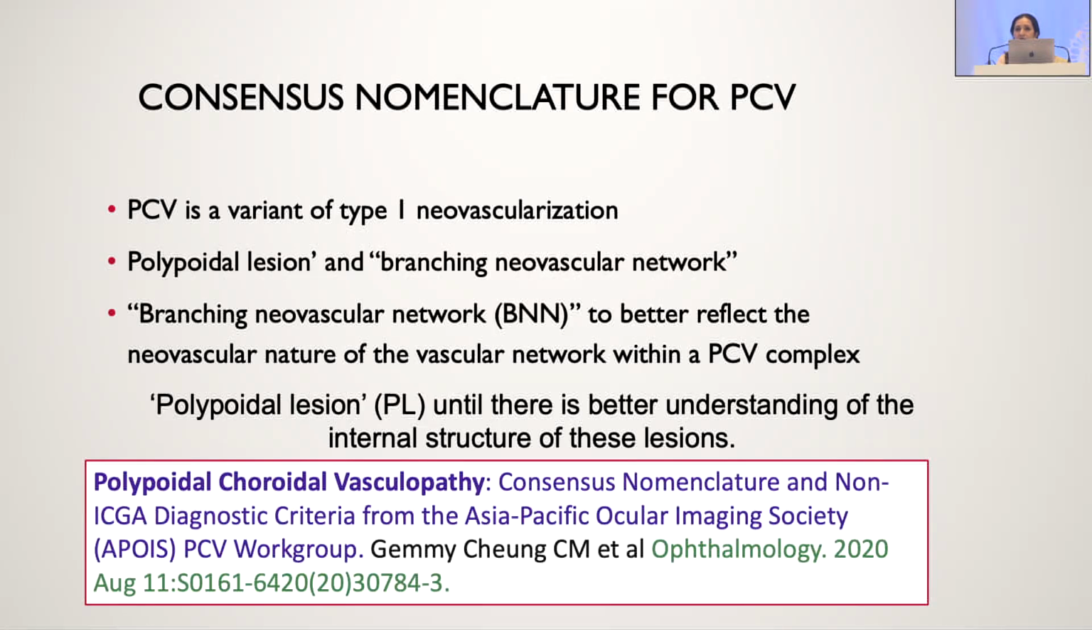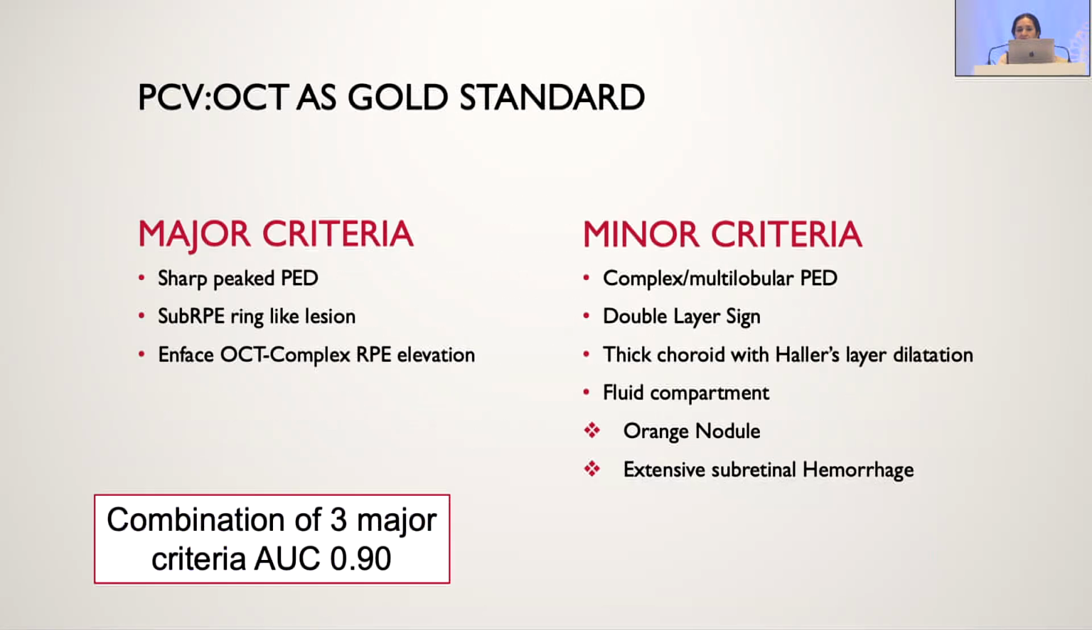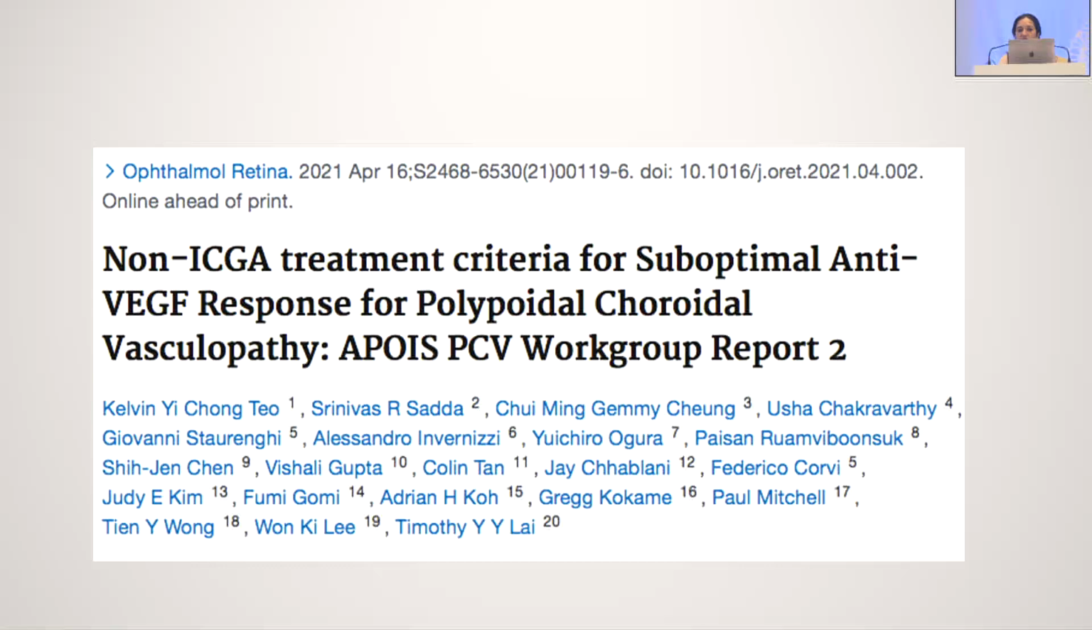So because of the change in nomenclature, we now understand that PCV is type 1 neovascularization, and we call it the polypoidal lesion as well as the BVN, and we don't need to rely upon ICG at all for diagnosing PCV, because now OCT is being used as a gold standard, and there's a major shift to non-invasive forms of imaging modalities which can give us the proper diagnosis, and we can treat our patients accordingly.